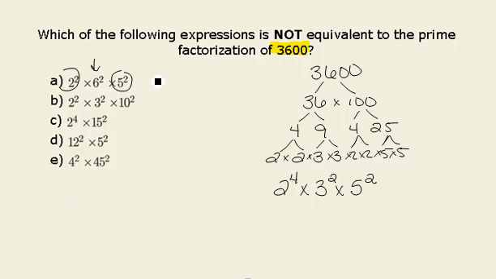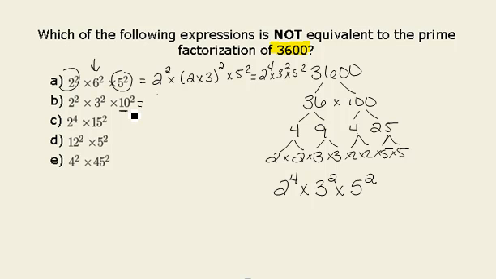Therefore, we have number A equaling 2 squared times a quantity of 2 times 3 squared times 5 squared. Taking each of our values and squaring it, we will get 2 squared times 2 squared times 3 squared times 5 squared, giving us 2 to the 4th times 3 squared times 5 squared, which is the same as the prime factorization of 3600.